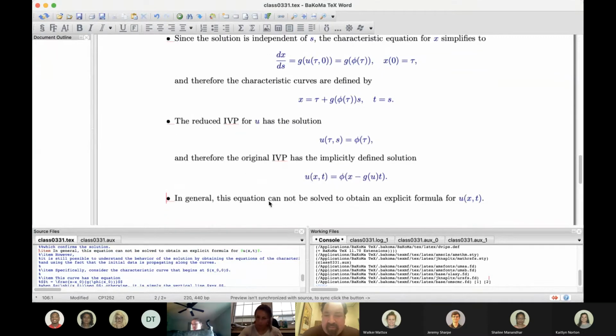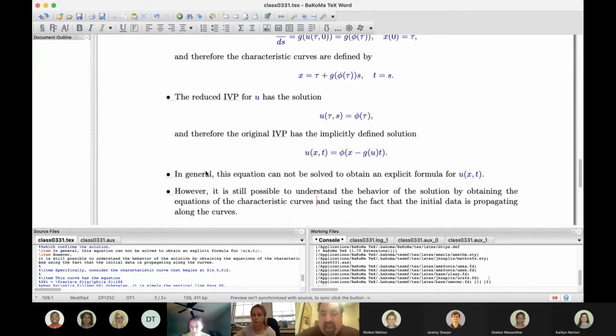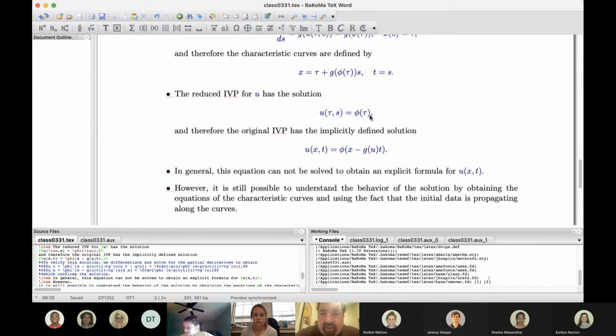But unfortunately, in most cases, based on the function phi, we can't get an explicit formula for our solution. But we're not entirely out of luck here. We still can understand how the solution behaves by looking at the characteristic curves, because the way these first order equations work is that your initial data is propagating along these curves. And that's what this equation right here is saying.